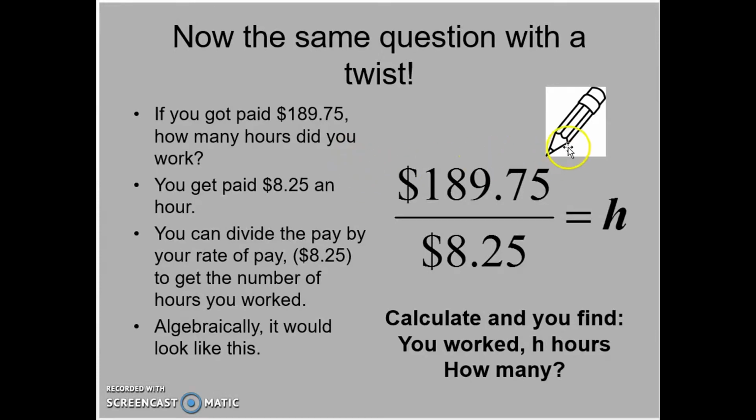This is your next assignment, see the pencil here, on your scratch paper. In your calculator, put in $189.75 divided by $8.25 and calculate the number of hours.